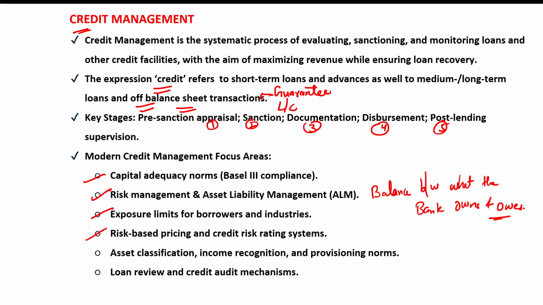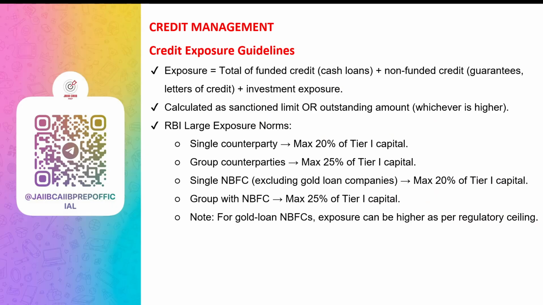Risk-based pricing is there, charging interest based on risk and rating the borrower's creditworthiness. Asset classification, income recognition, provisioning norms, classifying loans like standard, NPAs, and deciding when to recognize income and setting aside money for bad loans. And loan review. So, loan appraisal, decision making, loan review to evaluate loan proposals and reviewing existing loans regularly. Credit exposure guidelines. So, credit exposure means total amount.